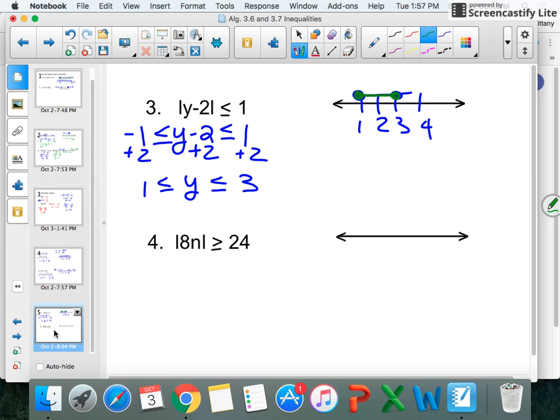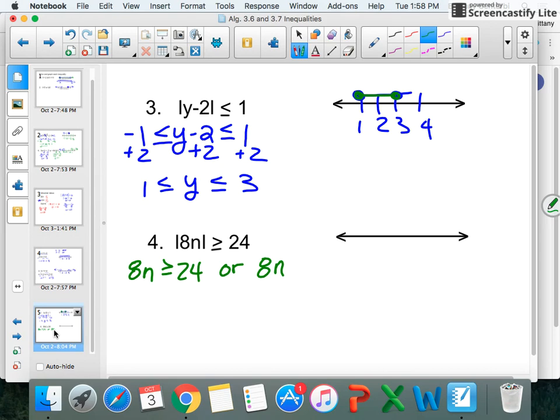Now down here we have 8n, the absolute value is greater than or equal to 24. So greater, so we have to make it an OR problem. So when you do the OR, you copy the problem. 8n is greater than or equal to 24, so nothing changes. For your OR then, that's where you have to change. So you keep your absolute value the same, so 8n.